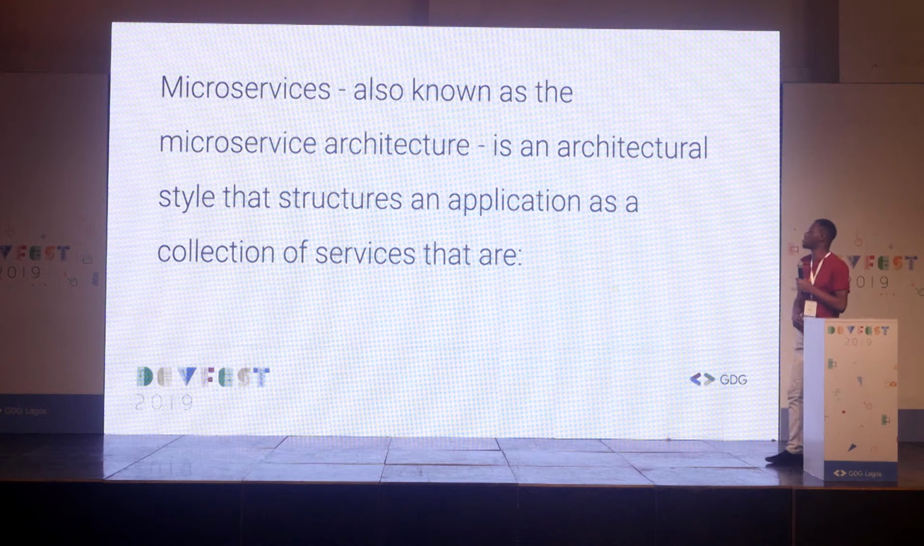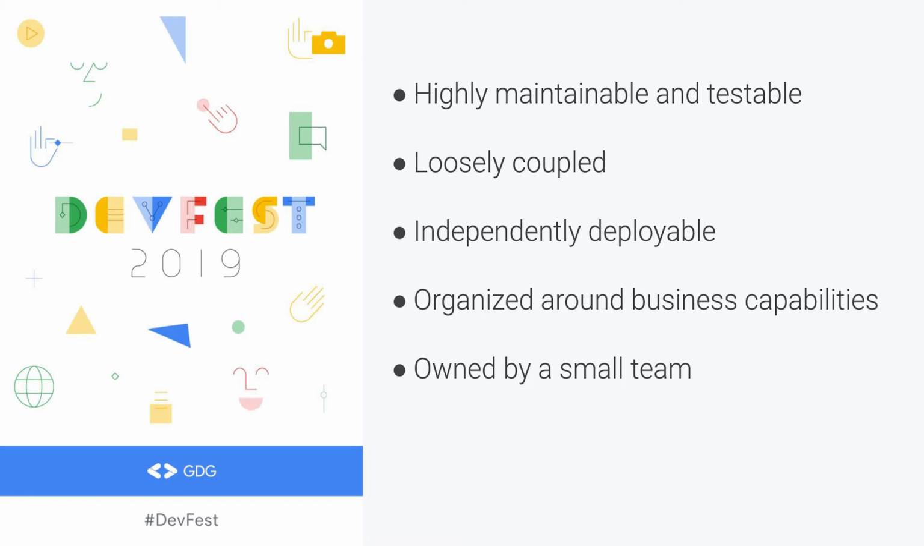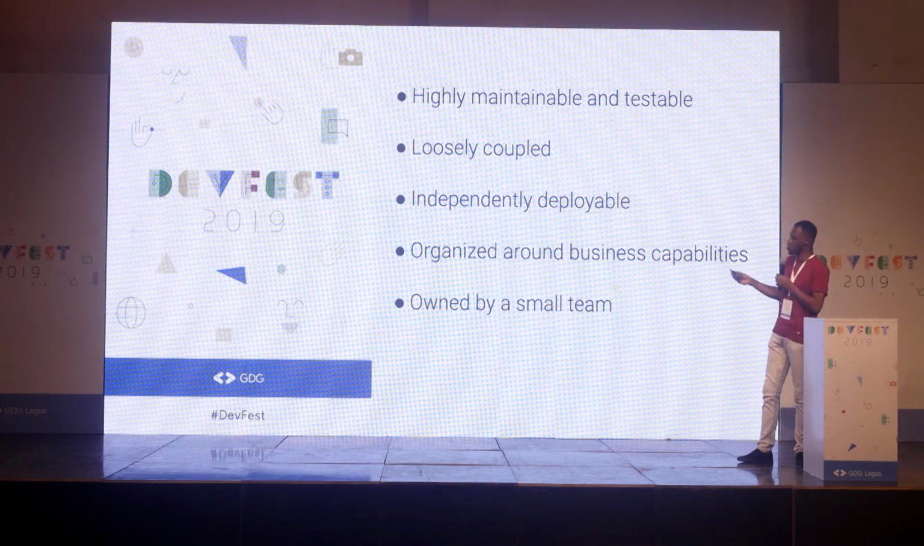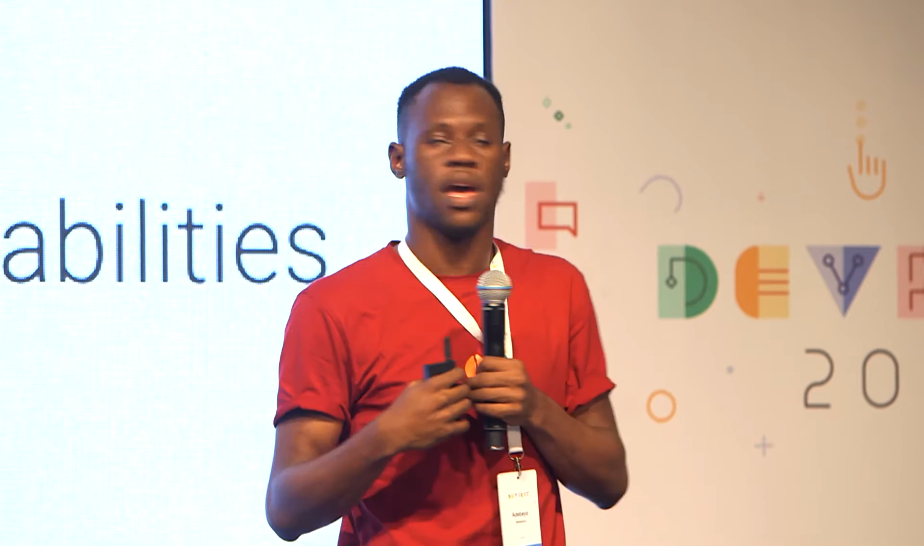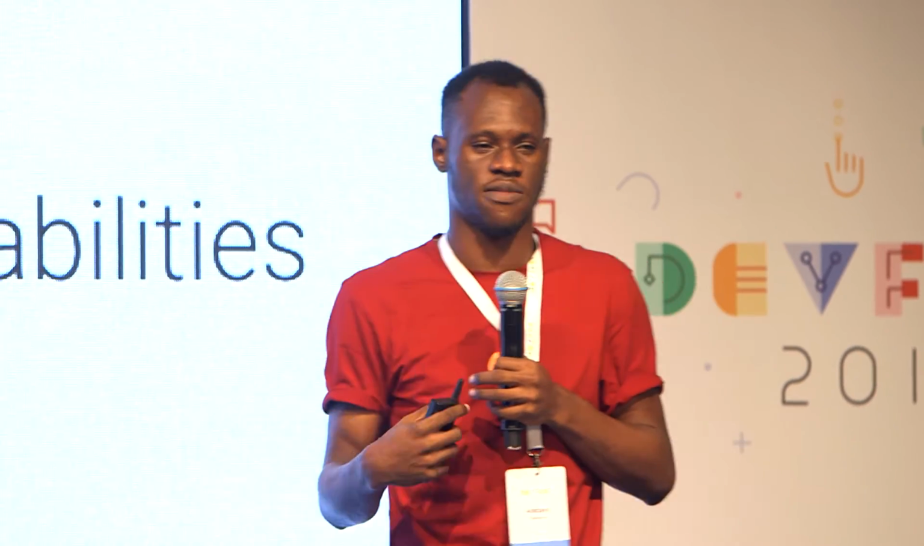Microservices, also known as microservice architecture, is an architectural style that structures an application as a collection of software services that are highly maintainable and testable. It means that every component of your application should be highly maintainable and highly testable. It also means that they are loosely coupled, so every part doesn't depend on the other one to work. For example, if you have two different services, they should not exactly depend on one another to work.